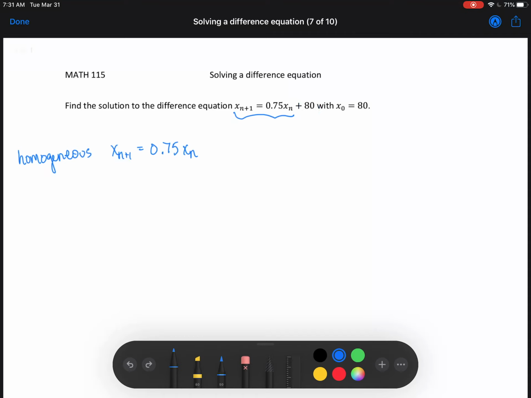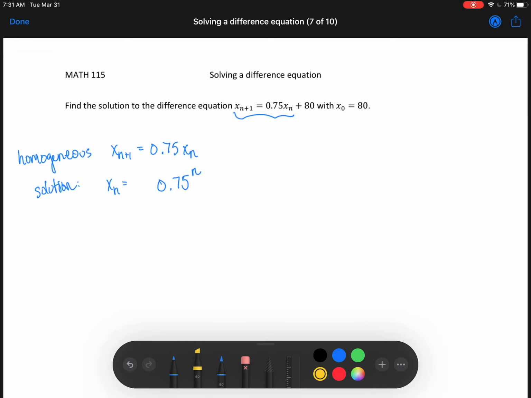Okay, so this is the homogeneous part, and the solution to just that part is going to be x sub n equals, we saw in our previous example that the coefficient of the x sub n here becomes the base of the exponential function that is the corresponding solution. So we're going to do that same thing here. So it's going to be 0.75 to the power n.